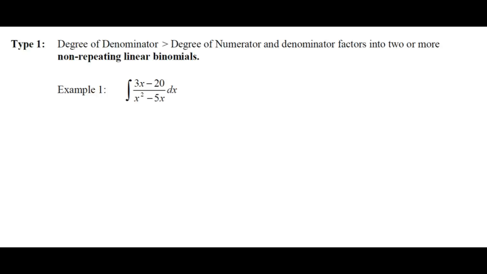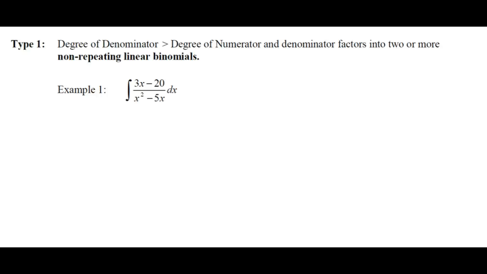Type 1. The degree of the denominator is greater than the degree of the numerator, and the denominator factors into 2 or more non-repeating linear binomials. In other words, pretty much just the one that we did, right? It's just like the one that we did.